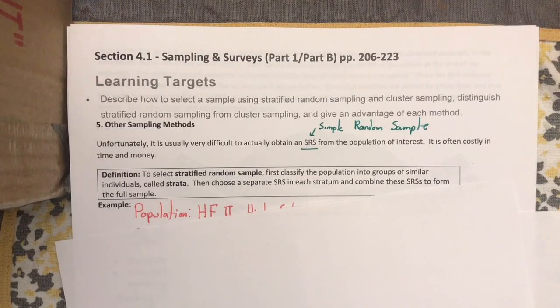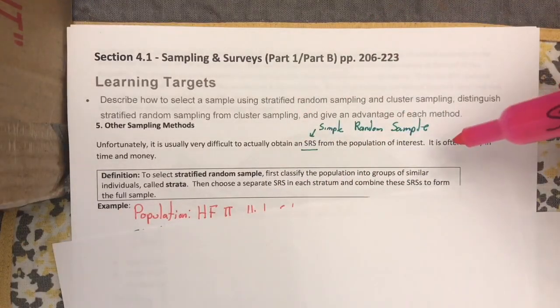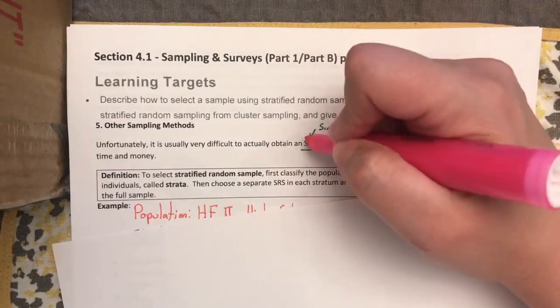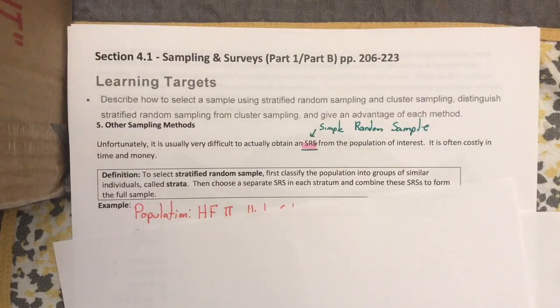So far we've been talking about how to take a simple random sample. But unfortunately, it is usually very difficult to obtain a simple random sample from the population of interest. It is often costly in time and money. So again, we want to remember SRS when we read that. It stands for simple random sample, because today we're going to talk about a stratified random sample, but that is not what SRS stands for. It stands for simple random sample.